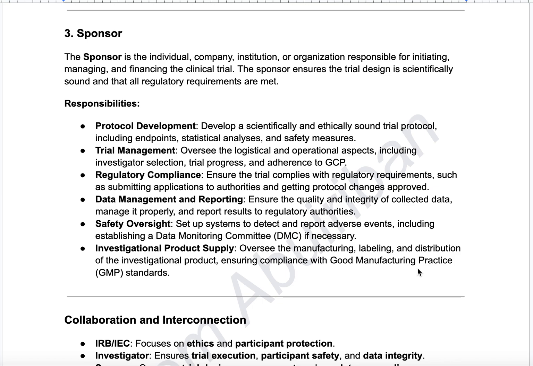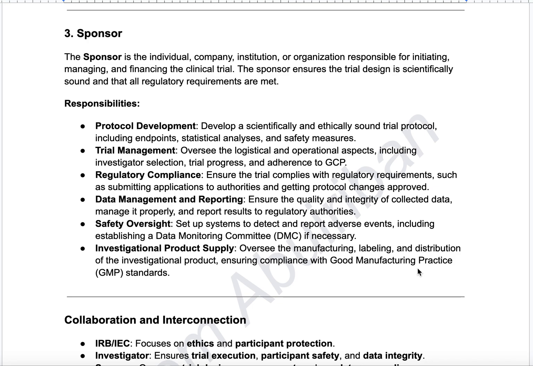Responsibilities: protocol development, develop a scientifically and ethically sound trial protocol, including endpoints, statistical analysis, and safety measures. Trial management, oversee the logistical and operational aspects, including investigator selection, trial progress, and adherence to GCP. Regulatory compliance, ensure the trial complies with regulatory requirements, such as submitting applications to authorities and getting protocol changes approved.